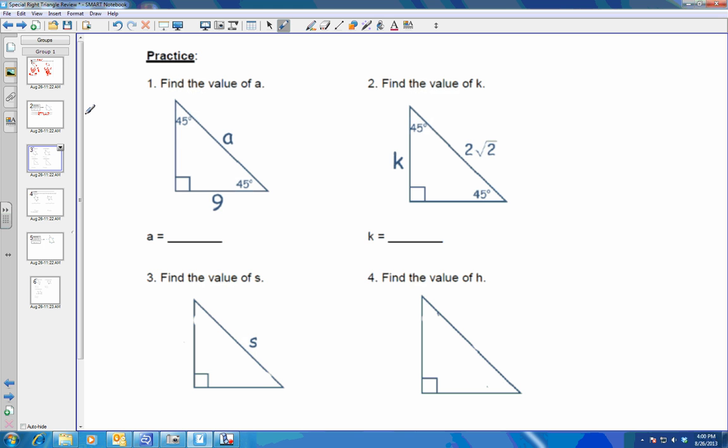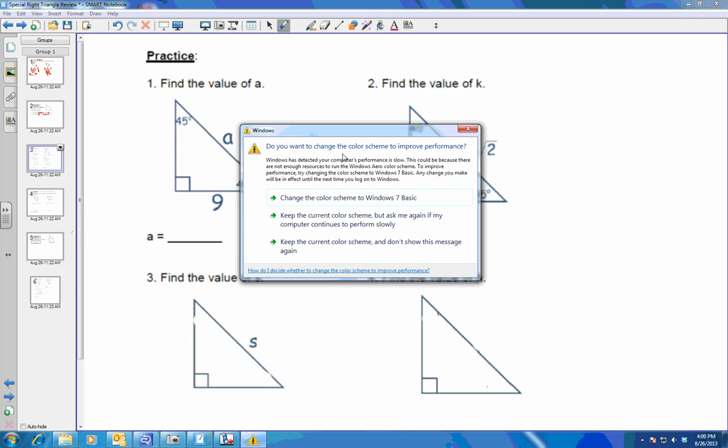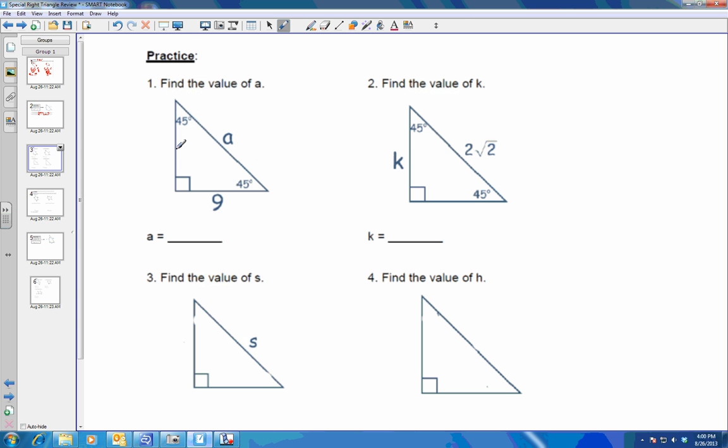Okay, so if that's a, I don't know why that keeps coming up. So this would be the same thing as x, this would be the same thing as x, and this would be x times the square root of 2 if we followed our little rules. So we know what x is. To find this right here, we're just going to multiply that by the square root of 2. So 9 square root of 2 would be my hypotenuse.